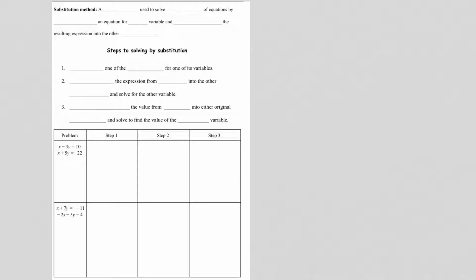The substitution method is, like it says, a method used to solve systems of equations by solving an equation for one variable and substituting the resulting expression into the other equation.